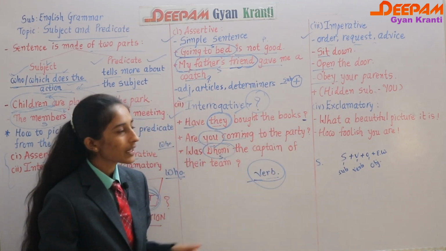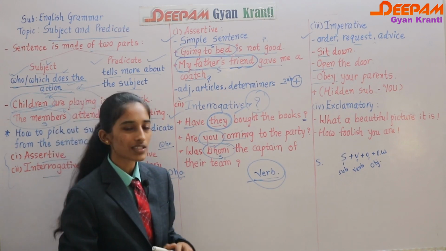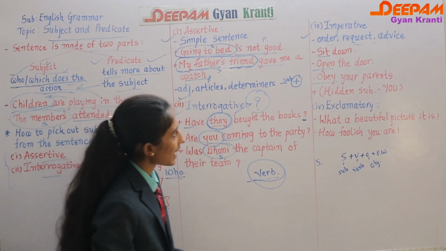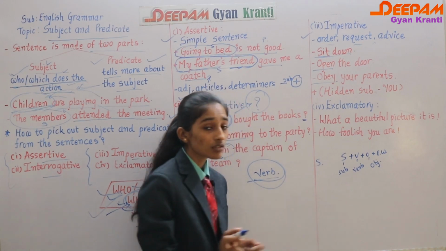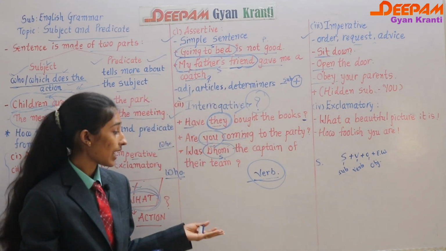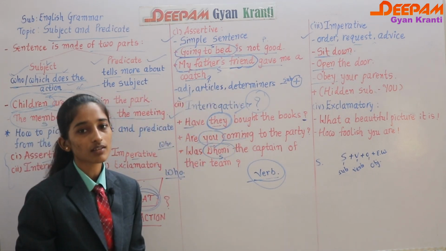Now see, an imperative sentence indicates order, request, advice, all that. I have some examples. Sit down. Now how can we find the subject?